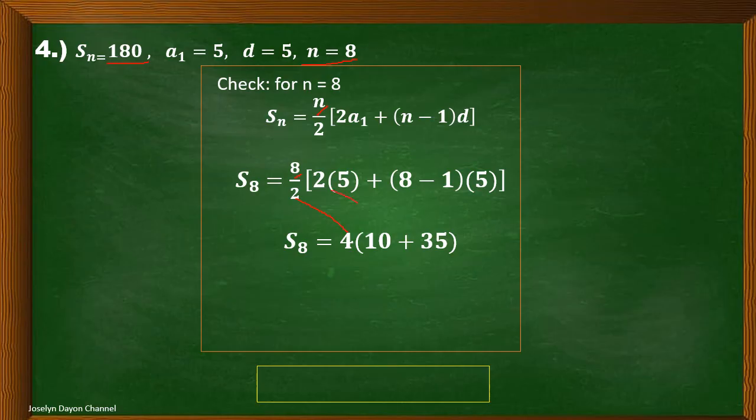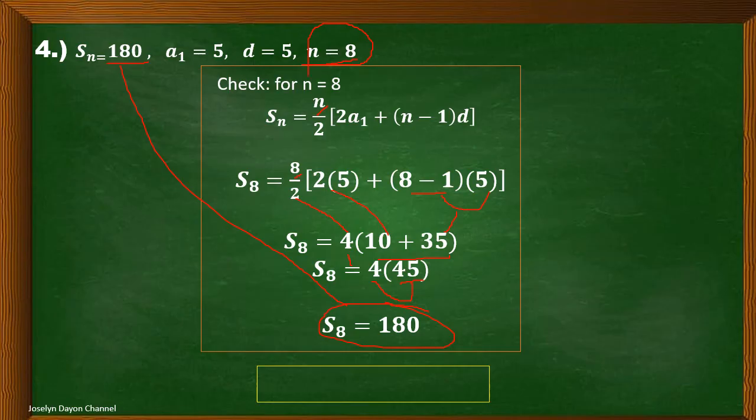2 times 5, the answer is 10. 8 minus 1 is 7, times 5, the answer is 35. Combine 10 and 35, but before that, just bring down 4. So 4, then 10 plus 35 is 45. Multiply 4 times 45, the answer is 180. So we are correct. We come up with a sum of 180 when n is equal to 8. So therefore, the value of n is equal to 8.